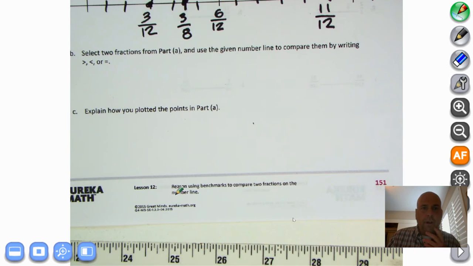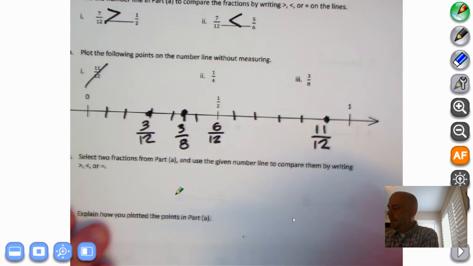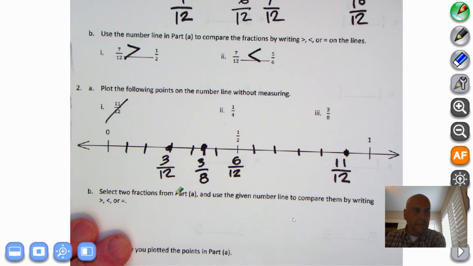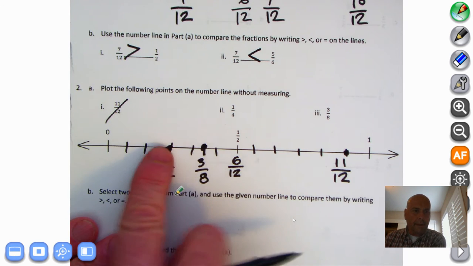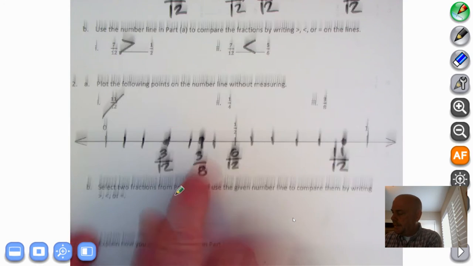All right, so select 2 fractions from part A and use the given number line to compare them by rewriting less than, greater than, or equal to. So let's take 11/12 and 10/12. Wait, from part A, excuse me, part A up here. So we'll take 11/12 and 3/8.